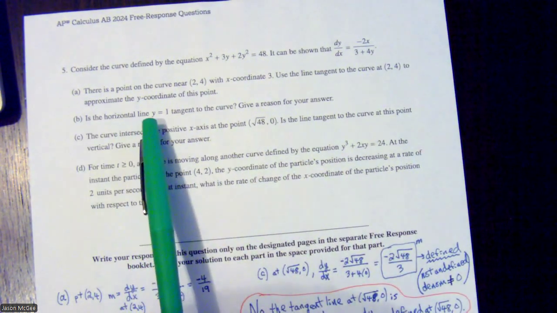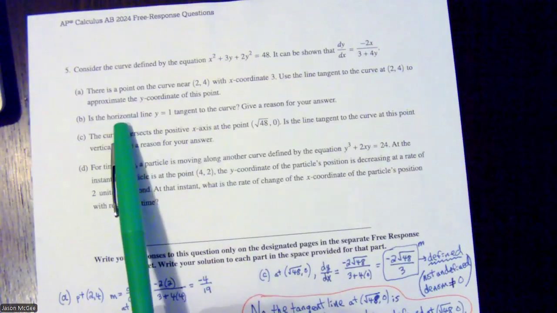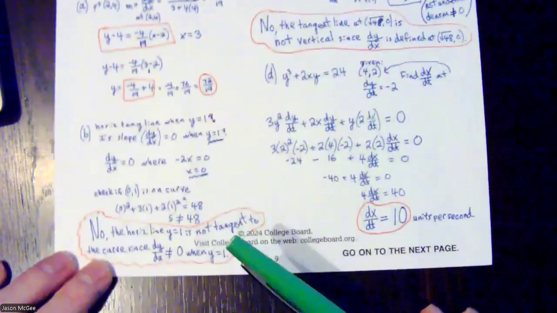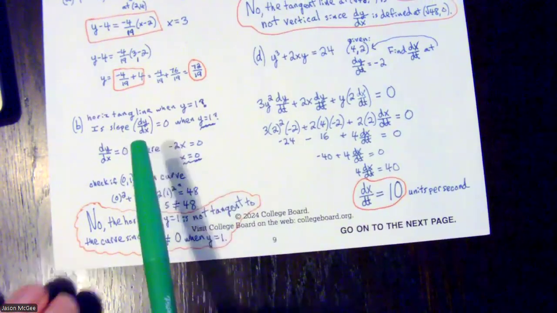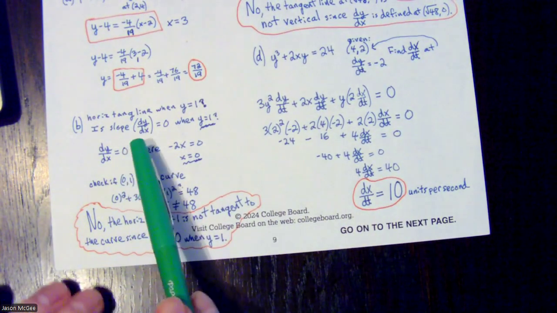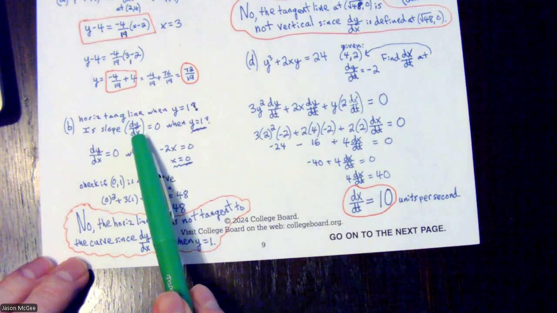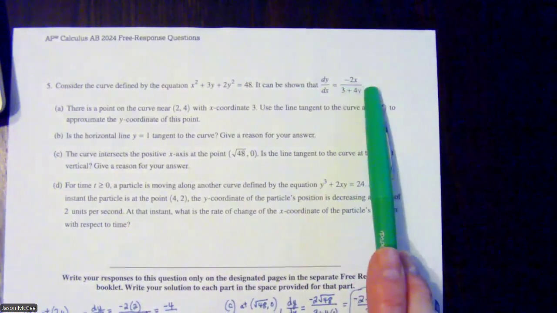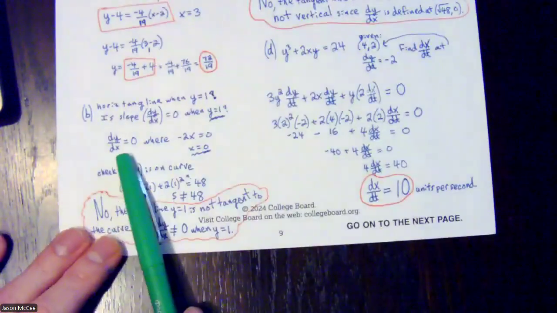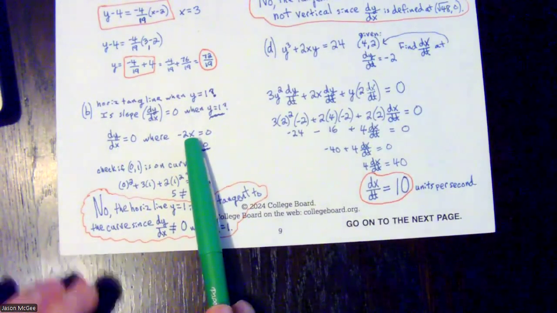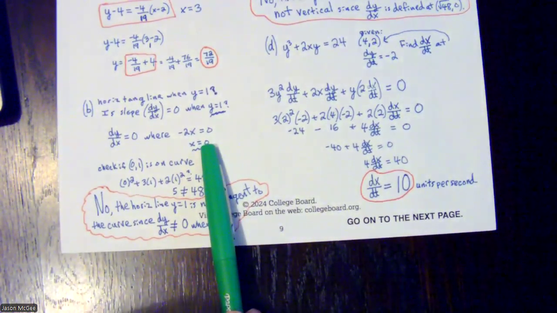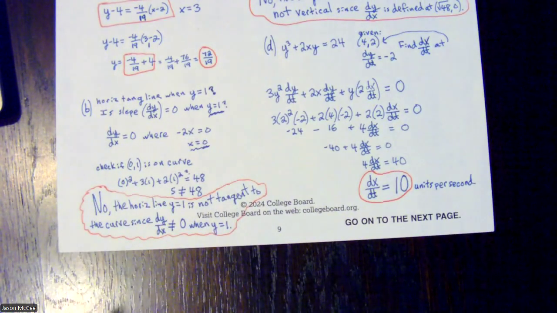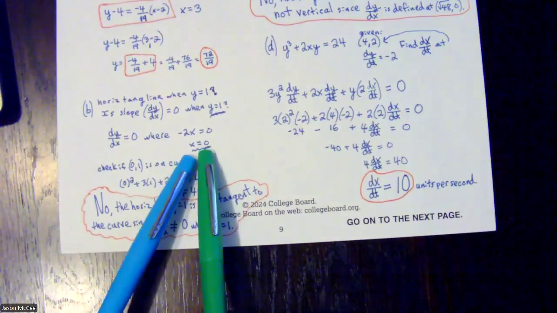Now, part B asks whether the horizontal line y equals 1 is tangent to the curve. So when I saw horizontal tangent line, I was thinking, is the slope, the derivative, equal to 0 when y is equal to 1? If you take that derivative and set it equal to 0, a fraction is equal to 0 where that top part is equal to 0. That's at x equals 0. So we found that there's a horizontal tangent line where the derivative is 0 at x equals 0.